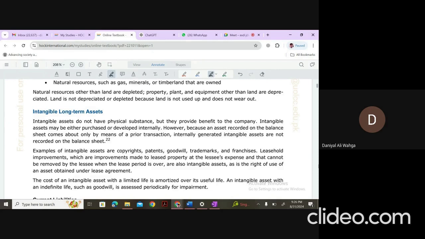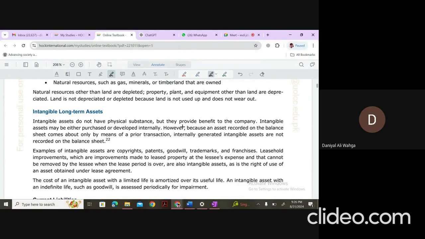However, an asset is recorded on the balance sheet only by means of a prior transaction. Internally generated intangible assets are not recorded on the balance sheet. This is as per US GAAP. As per IFRS, International Financial Reporting Standards, you can record internally generated development costs in the statement of financial position if you meet particular criteria. Okay, but internally generated goodwill is not allowed to be recorded. Okay, brands are not allowed to be recorded.